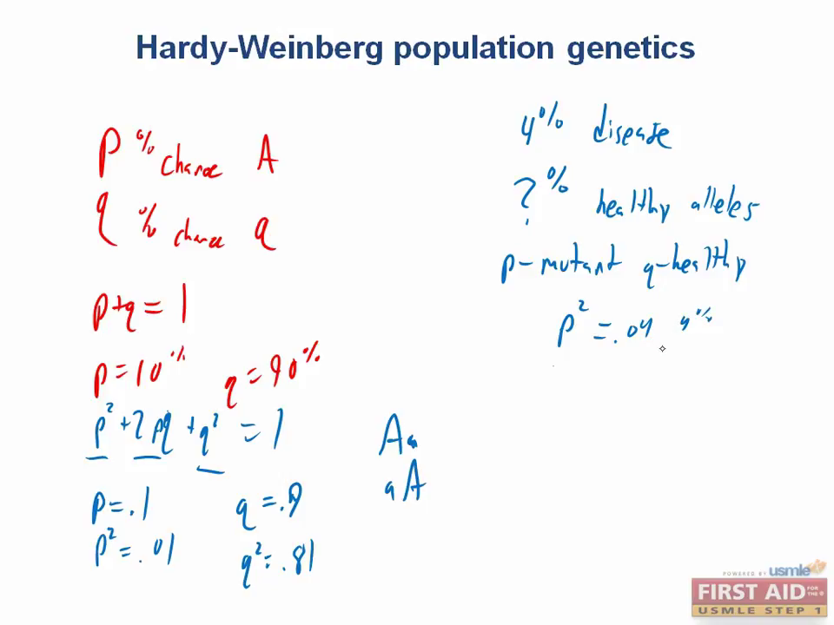Since P squared is a proportion of individuals that are homozygous for P, and that was given in the question as 4%, you can solve this for P by taking the square root of each side, which gives us P equals 0.2. Now the question is asking for the frequency of healthy alleles, which is Q. So we just need to solve for Q and we'll be done. We can plug our P equals 0.2 into our equation P plus Q equals 1 to figure out that Q equals 0.8. So 80% of alleles are healthy. And that's it.